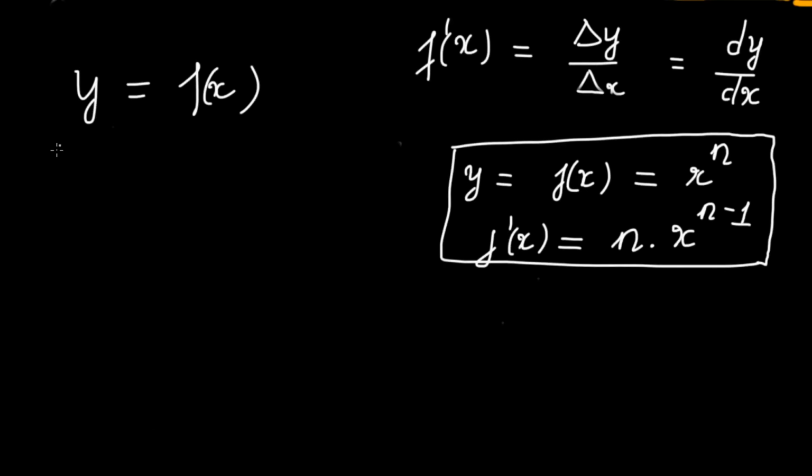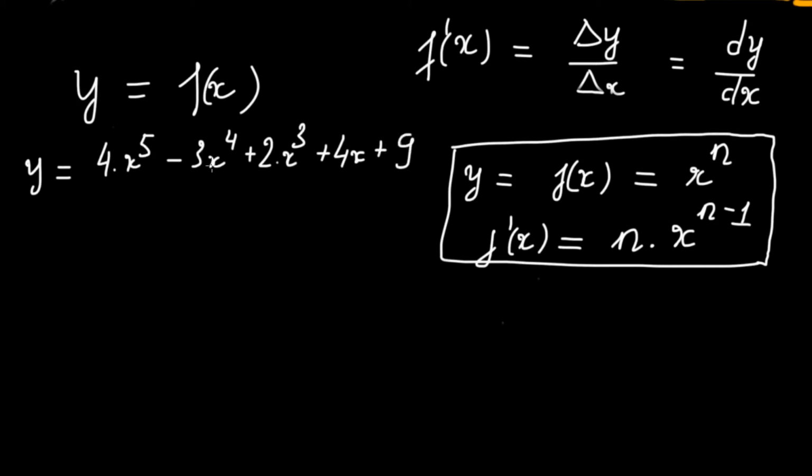Let's find another derivative of y equals f of x equals 4 times x to the 5th minus 3x to the 4th plus 2x to the 3rd plus 4x plus 9. So similar to the example before, when we find the derivative of the whole expression like this, we can split this whole difficult problem into smaller, easier problems.